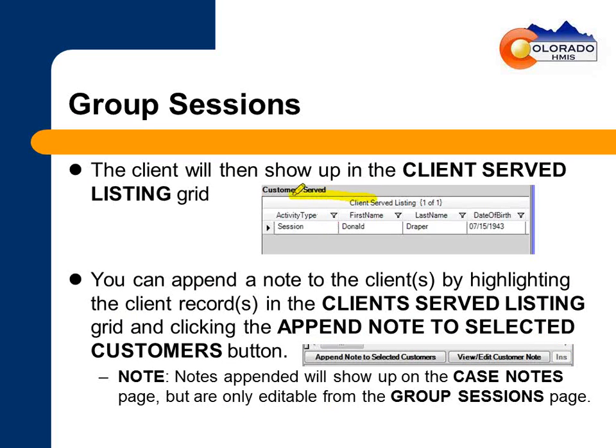Once you've done that, the client's going to show up in this client served listing grid right below. And you can also append a note to that client. So you can attach a note to one or multiple clients who attended this group session or who were involved in this group service. And that note will show up on the case notes page, but it's only editable from here. So you have to come back to the group sessions page to edit their note. You can see it on the case notes page, but you need to come back here if you want to make any changes to it.